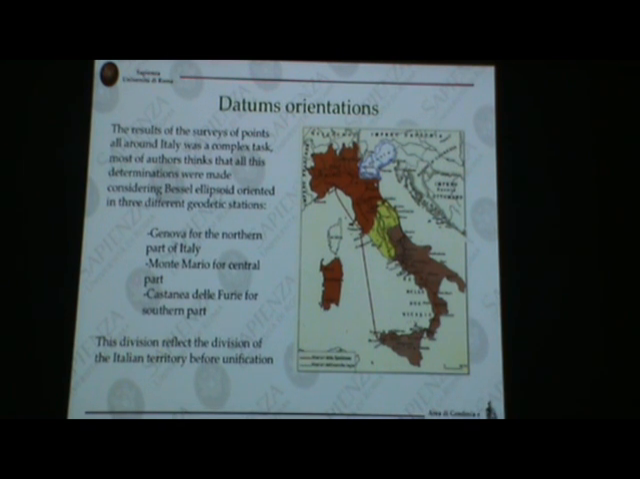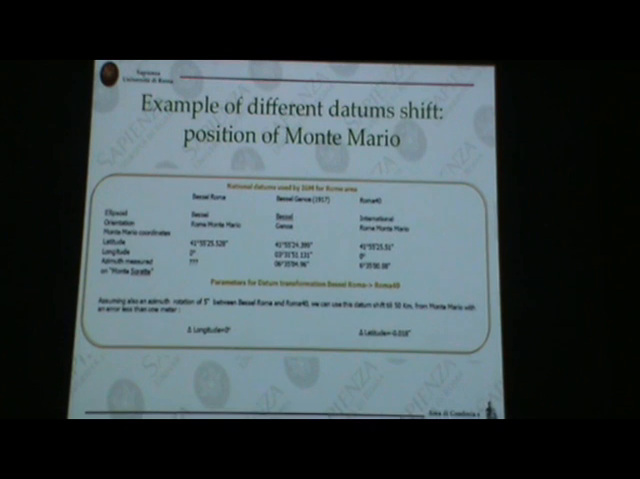So our map is referred to a geodetic datum that uses the Bessel ellipsoid oriented in Monte Mario, while, for example, in the same time for the northern part, the reference was Genoa. But we discovered that there is not only one orientation of Bessel in Monte Mario.